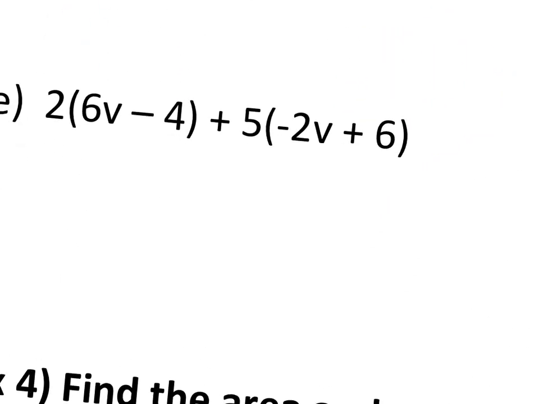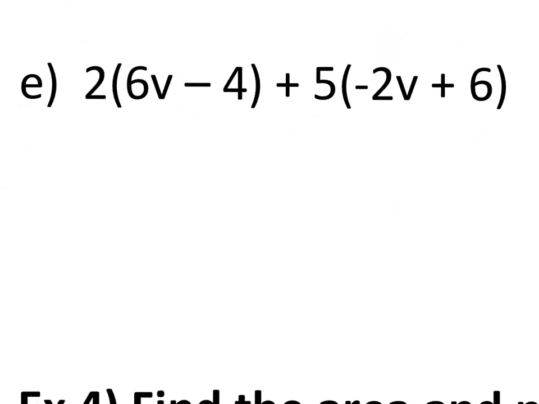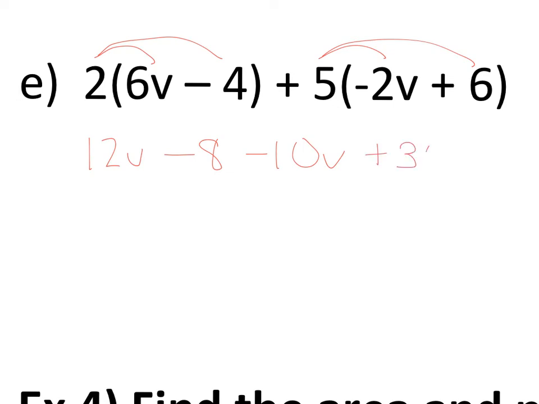All right, so moving on to the next guy here. Now this guy has a double distributing. So I'm going to go ahead and distribute the 2 through to the first set of parentheses, and I'm going to distribute the 5 through to the second set of parentheses. So I'm going to get 12v minus 8, and then I'm going to distribute the 5 through and get negative 10v plus 30. Now I'm going to go ahead and combine like terms.